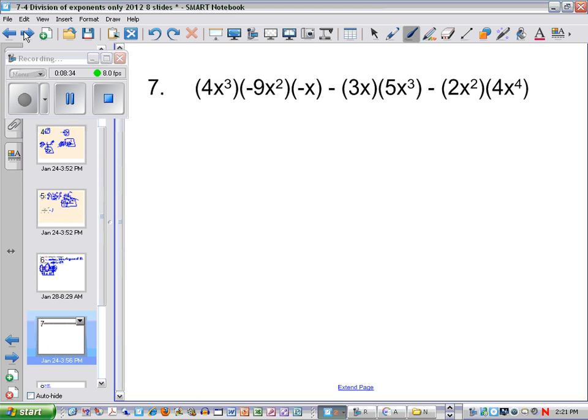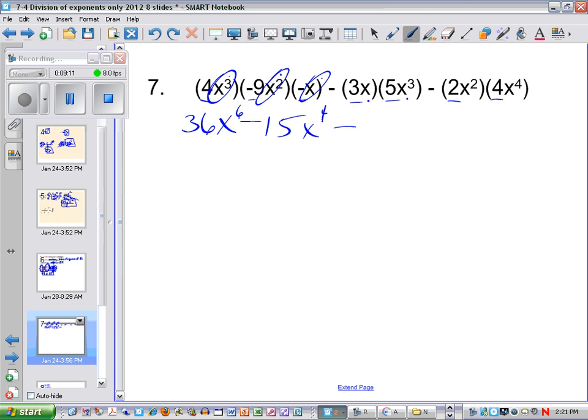So let's review multiplying. First, we'll do our coefficients, then our variables. So here we've got 4, negative 9, negative 1. That'd be 36. Then we have x cubed, x squared, x. That'd be x to the 3 plus 2 plus 1, 6. Minus 3 times 5, 15. X times x cubed, x to the fourth.